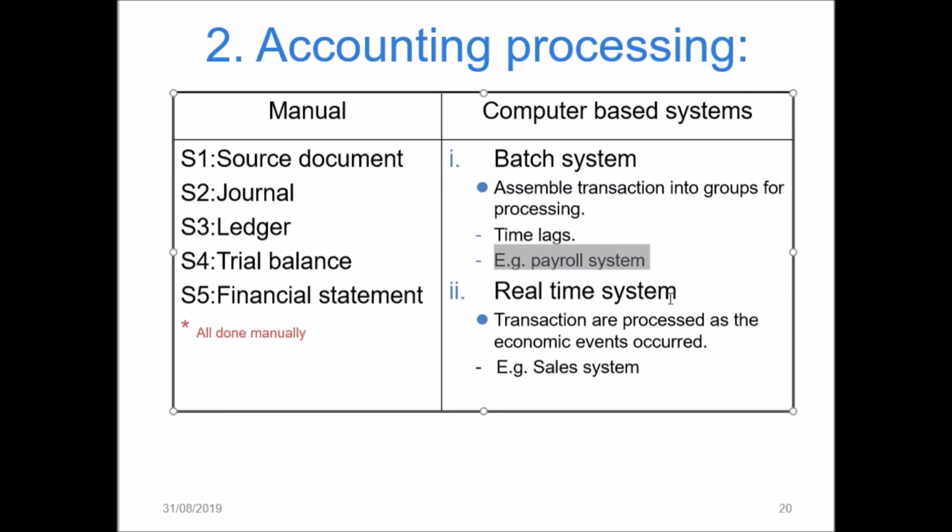It's still relevant. Real-time system is easy because everything nowadays is a real-time system. In a real-time system, the transactions are processed as the economic event occurs. Meaning that if you key in something, add something, scan something, the system will update. For example, a sales system. You go to the cashier and then you scan the price. When the cashier scans the price, everything is updated in real time: the stock, the sales, and so on, even up to the profit, how much profit from a single transaction. That is a real-time system.